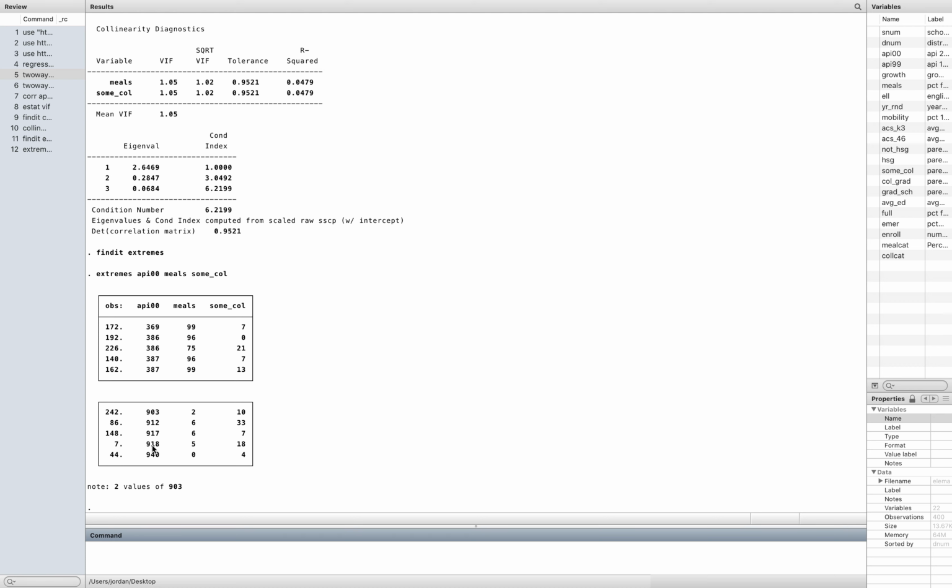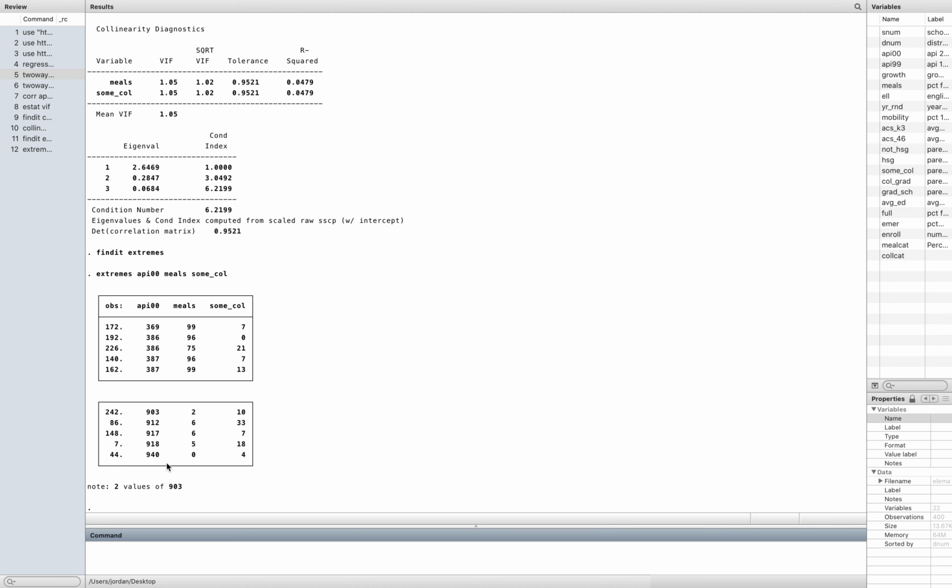So for those, for instance, for case number 242, the lowest value, their value on the API was 903. The percent of folks who had free meals at that school was 2%, and percent of parents who had some college was 10%. But these aren't really that extreme. They're really around each other.